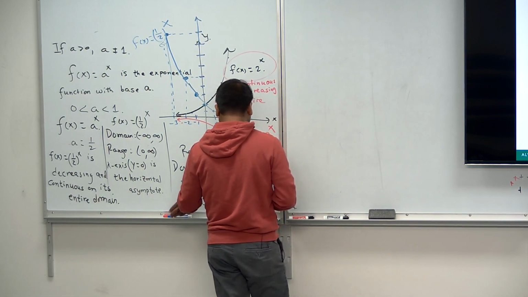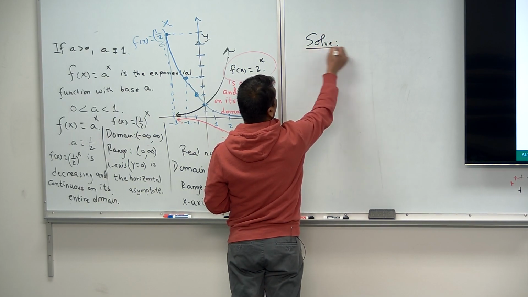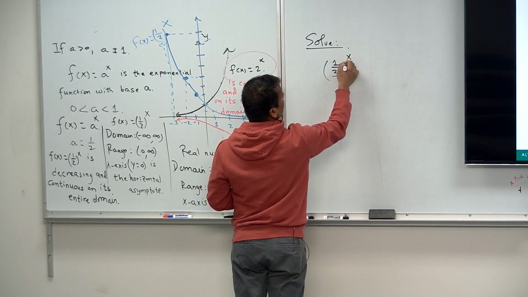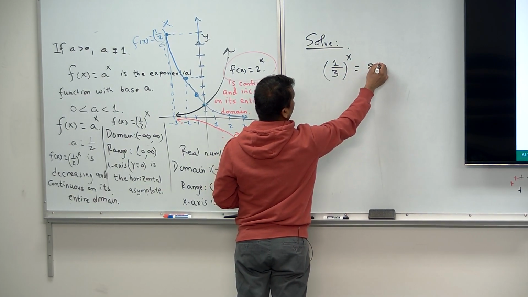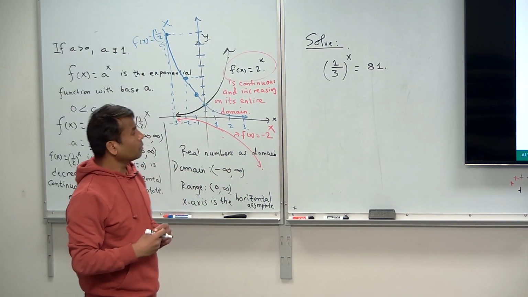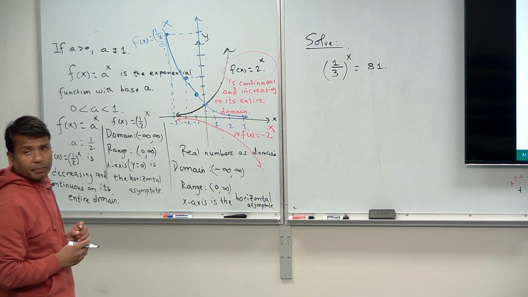So now, how do you solve this exponential equation, guys? Solve (1/3)^x equals 81. How do you solve this? Do you have any idea?